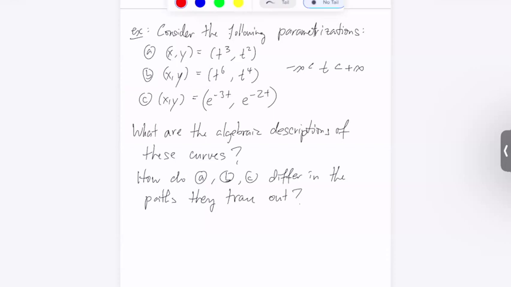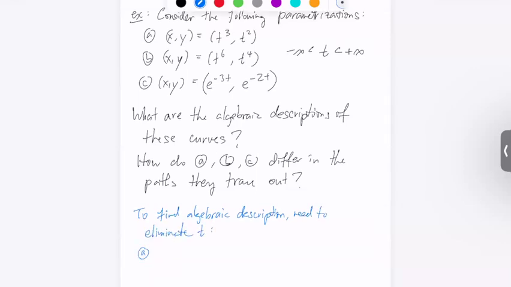So the name of the game here is to eliminate t. So maybe I'll just write this down. To find the algebraic description, we need to eliminate t. For A, we could try this. If x is equal to t cubed, y is equal to t squared, what you could try is x equal to y to the 3/2, which does work. Although when y is negative, you have to take a square root, which isn't the best.